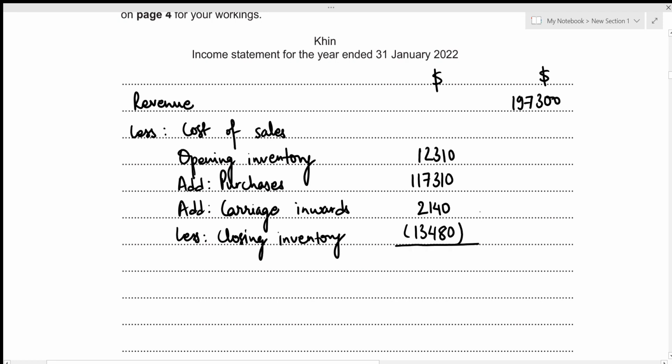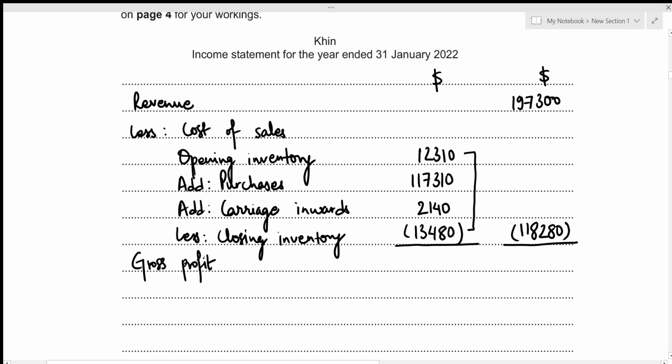So now we can figure out the total for cost of sales, which is just the sum of these four values. That's 12,310 plus 117,310 plus 2,140 minus 13,480, which results in our total cost of sales to have the value of 118,280. And since we need to subtract the cost of sales from revenue, I'm just going to put it in a bracket as well. Now we can easily figure out our gross profit.